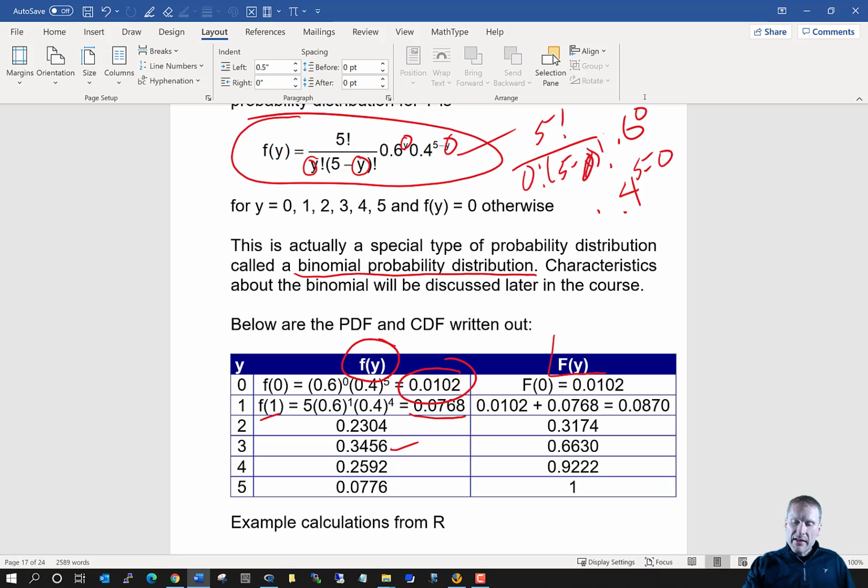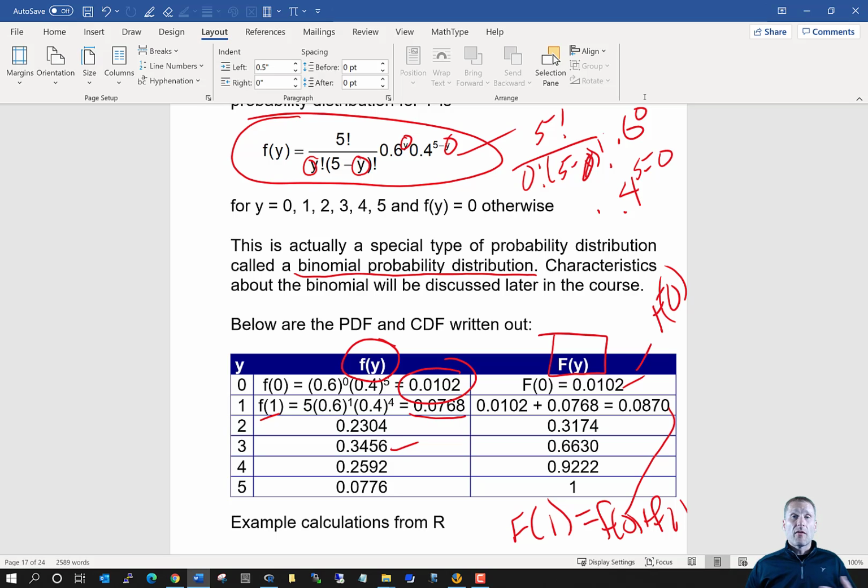In terms of the CDF, capital F of 0 would be exactly equal to little f of 0. Then when I get to 1, capital F of 1 is little f of 0 plus little f of 1, and I get 0.0870. So the probability of having 1 or fewer successes would be 0.087. Capital F of 5 would be 1, because you will have 5, 4, 3, 2, 1, or 0 successes.